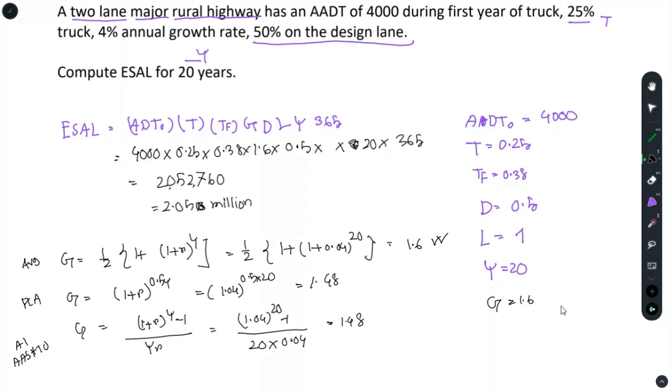So an equivalent axle load of 18 kip will pass over the pavement around 2 million times. So, this is the math. We'll do more math on pavement design.